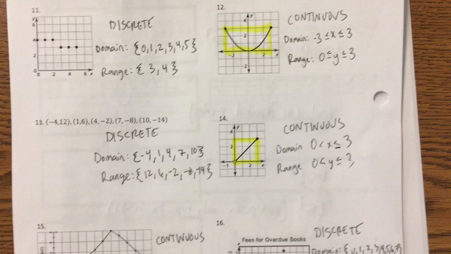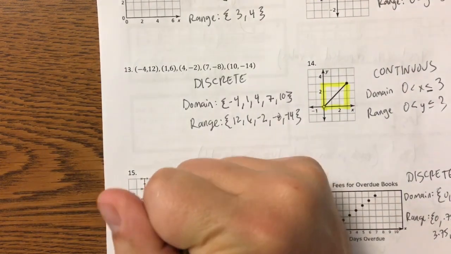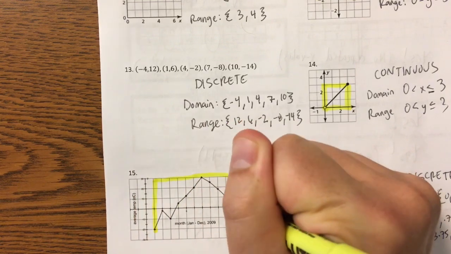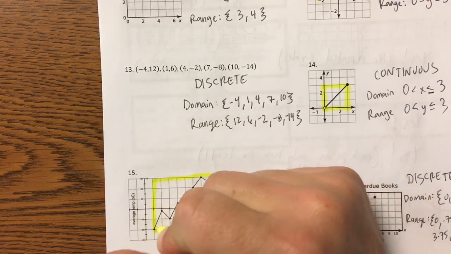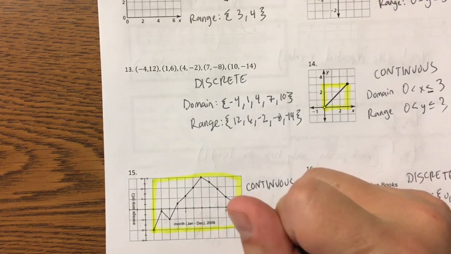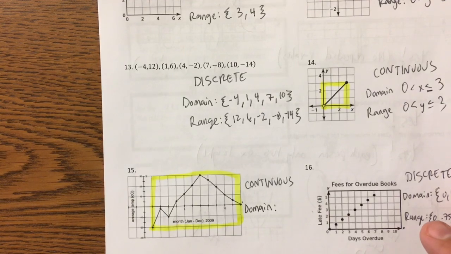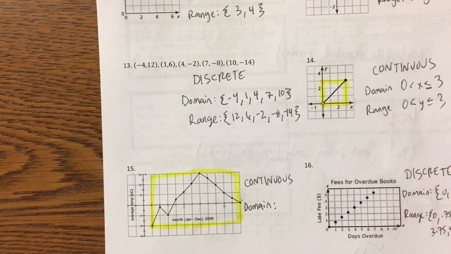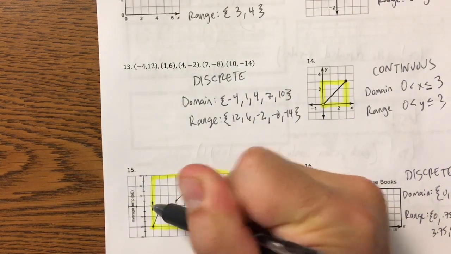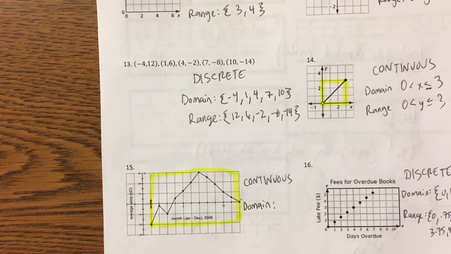All right, number 15, last one. And I'll give you all your homework. You draw this box around the whole thing so I can see the minimum and maximum a little bit easier. All right, so my domain. What's the smallest? Oh, you got to really look closely. These numbers are very small. What's the smallest x value? In other words, what's this number right here?